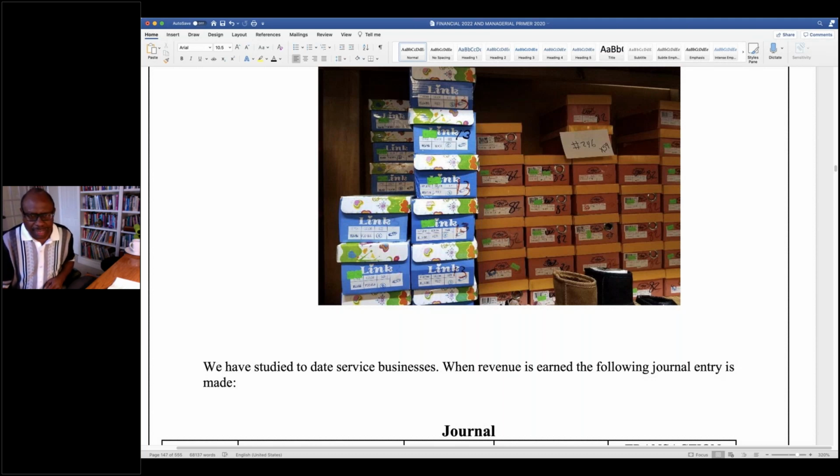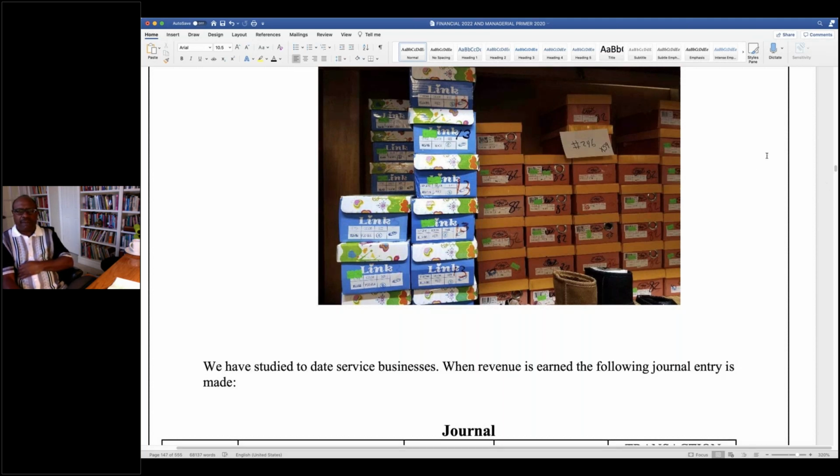Today, we work with service businesses, like our rental car company, where we simply provide a service and get paid for it. So that's a service company. Today, we move into a merchandising company.